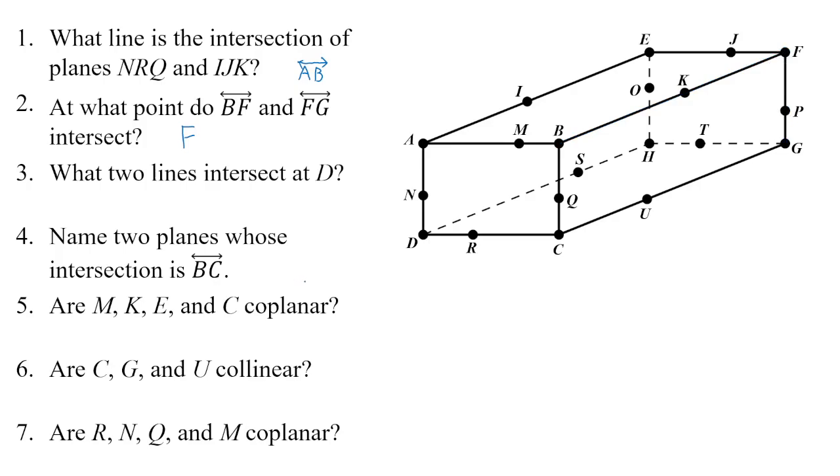What two lines intersect at D? So here's D right here. And they're the two lines that intersect at D. So that's line AD and line CD.